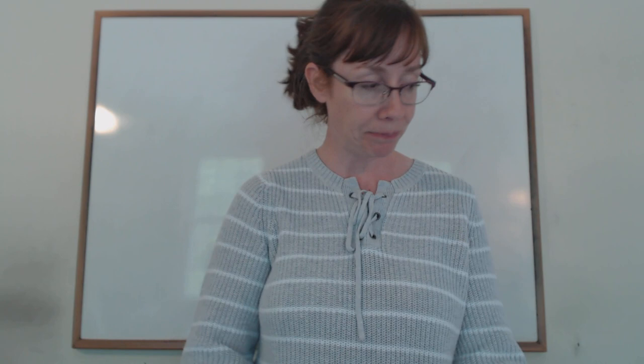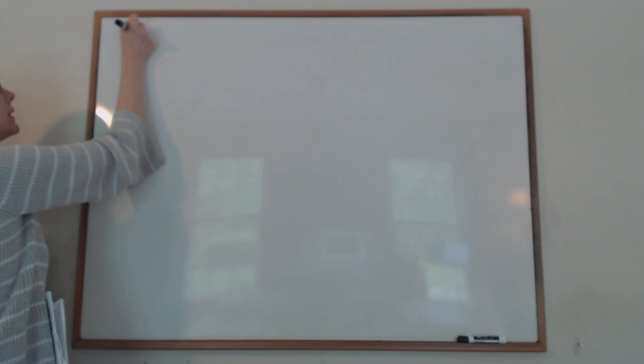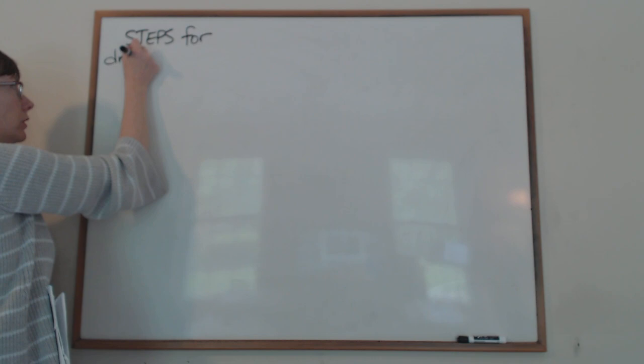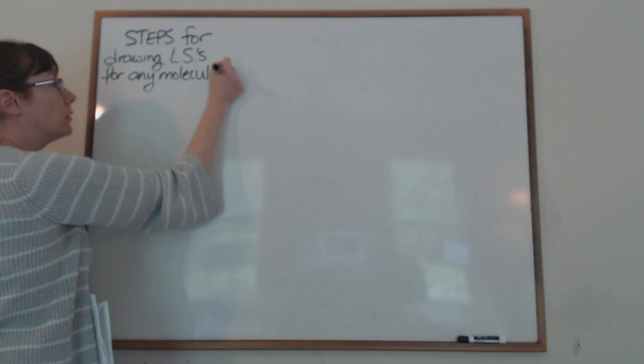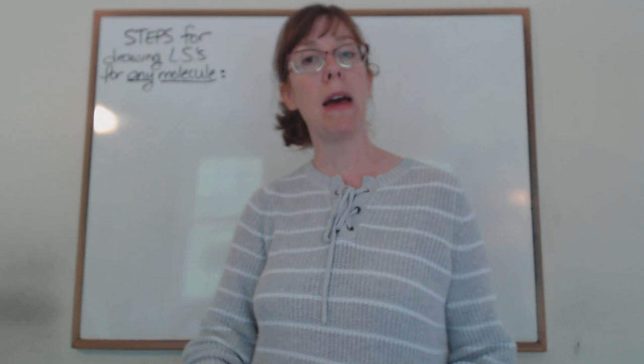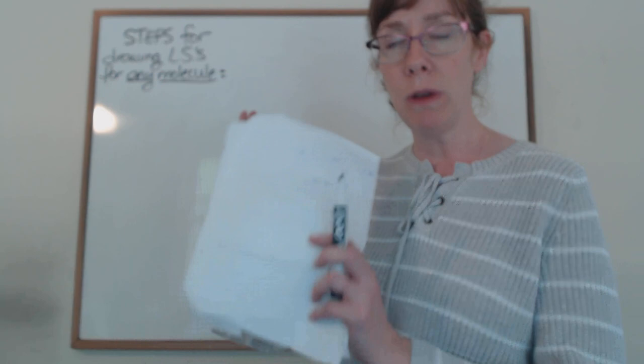So let me go ahead and I'll even give you the steps. Okay, there's six steps and I'll write them on the board and we'll use plenty of examples to teach it. So let me go ahead and put this here: the steps for drawing Lewis structures for any molecule. All right, so this is your go-to foolproof method, and we're going to be using it for all molecules. It's not going to be ionic compounds. Ionic compounds we've dealt with, and we're done with ionic compounds. This is molecules where you have covalent bonding.